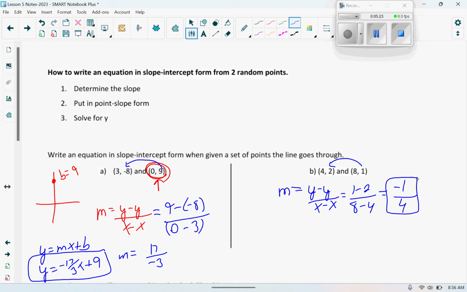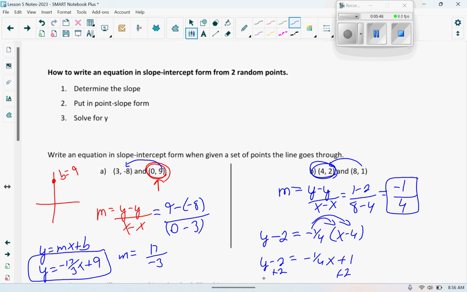Okay, this is where point slope form is really your friend. So I'm going to take one of the points, it doesn't matter which one, and I'm going to say y minus 2 is equal to negative 1/4 (x minus 4). And then just simplify. So I'm going to distribute that negative 1/4 and then add that 2 over. So I get negative 1/4 x plus 1. And then I'm going to add the 2 over. So I get y is equal to negative 1/4 x plus 3. Like that.